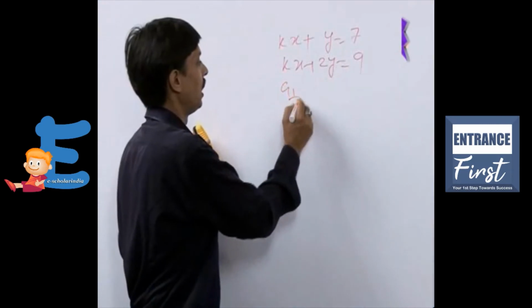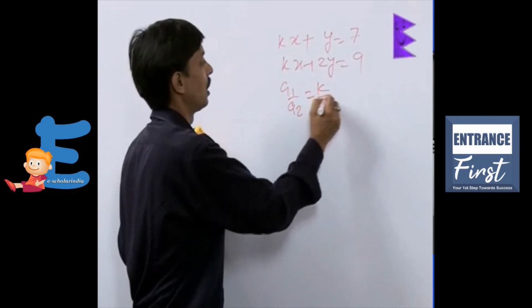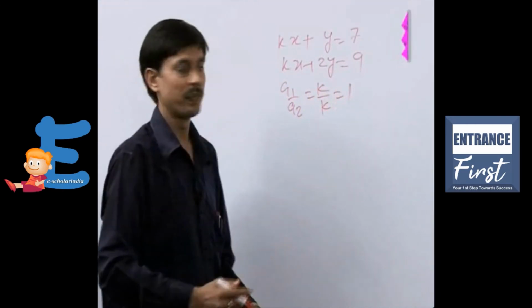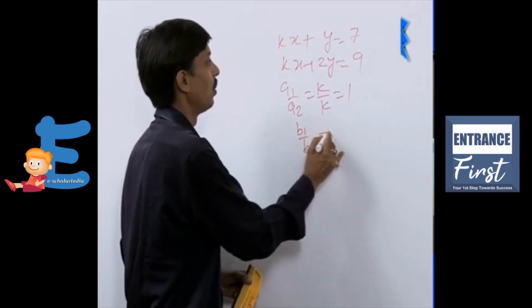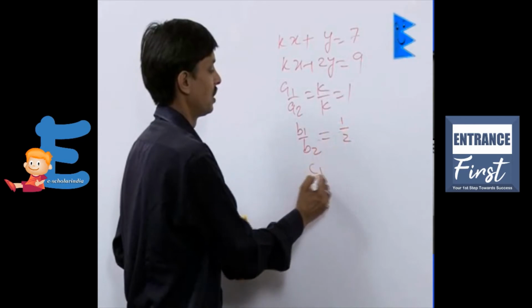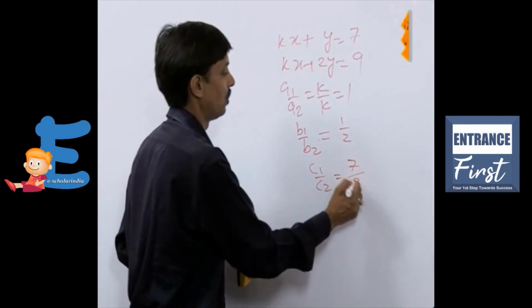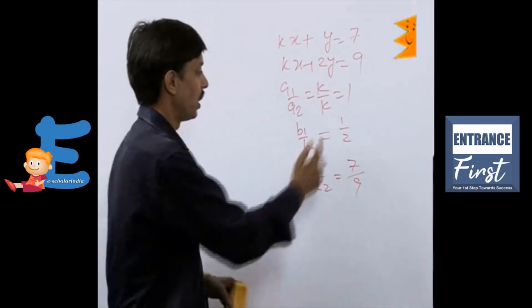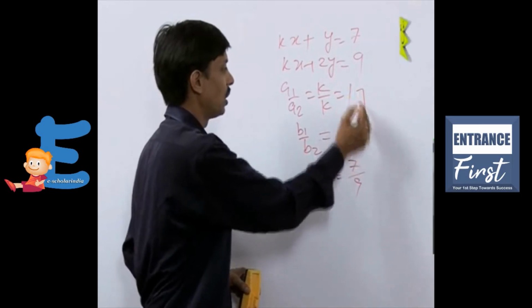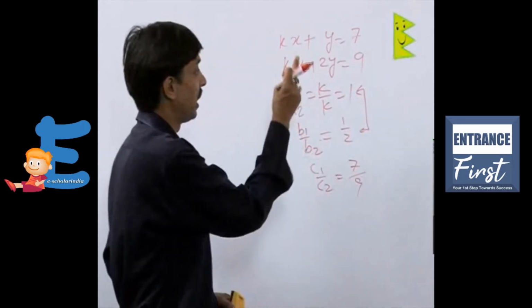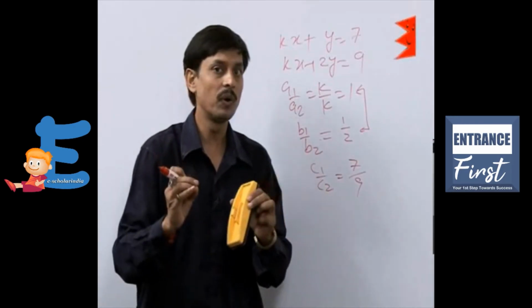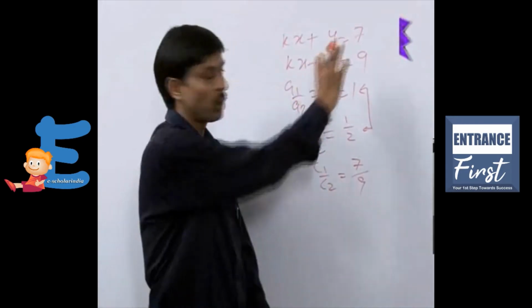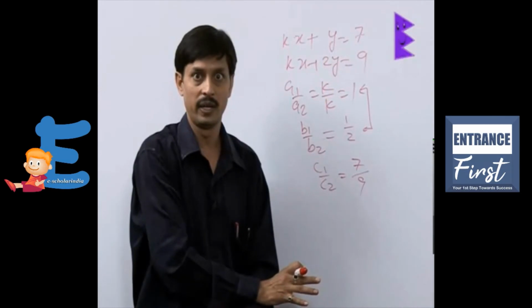Same way, a1 upon a2 is k upon k, that is 1. b1 upon b2 is coming out to be 1 upon 2. c1 upon c2 is coming out to be 7 upon 9. So a1 upon a2 is not equal to b1 upon b2, so it can never attain the value of infinite solutions. Consistent with infinite solutions or coincident lines, it can never attain.